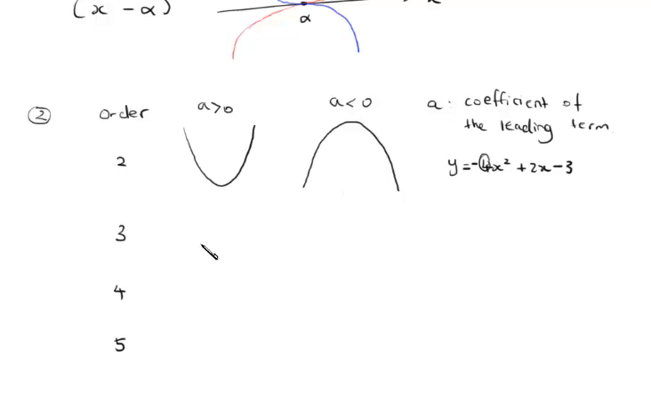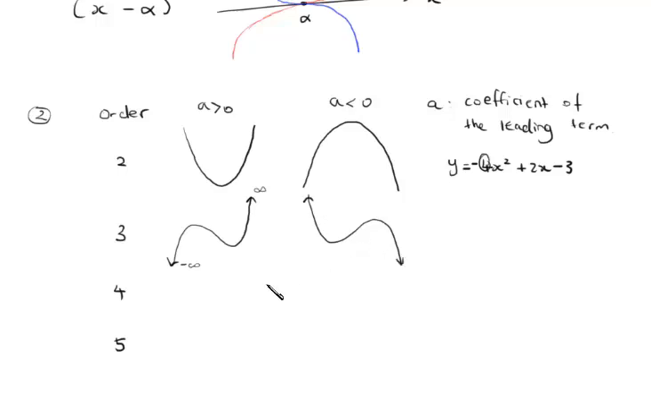For a cubic, it will go like this. So it tends to positive infinity as you go to the right, and it will tend to negative infinity on the other tail. And if A is negative, then it'll go the other way, like this.